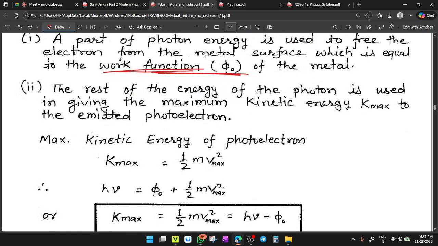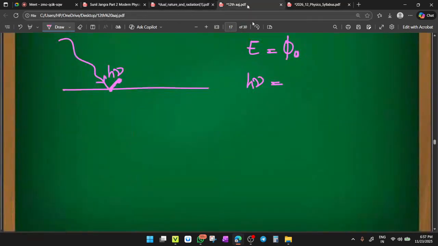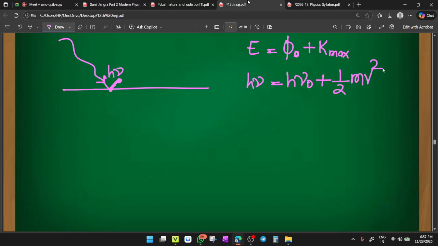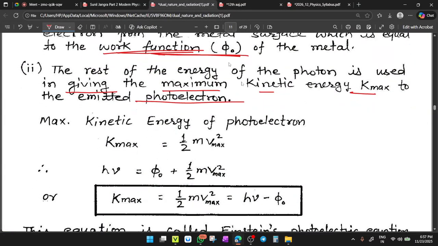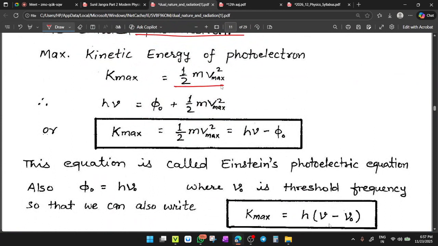Clear? The rest of the energy of the photon is used in giving the maximum kinetic energy, K max, to the emitted photoelectron. The rest of the energy is utilized by the electron as its maximum kinetic energy. So here h nu equals phi naught, or h nu naught, plus half mv square. So kinetic energy K max equals half mv square. So by the equation, h nu equals phi naught plus half mv square.